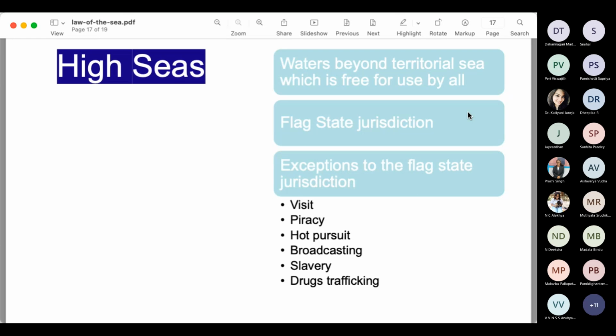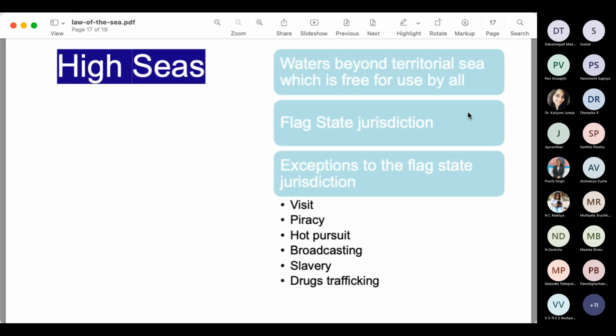But the convention also provides that the high seas should be preserved for peaceful purposes only, and no state has any valid authority to subject any part of the high seas to its sovereignty or to try and overpower them. So high seas are open to all states. These are provided under Articles 87, 88 and 89 of the UNCLOS Convention, right? Whether states are landlocked, or have a coast or don't have a coast, they do have freedom of the high seas.